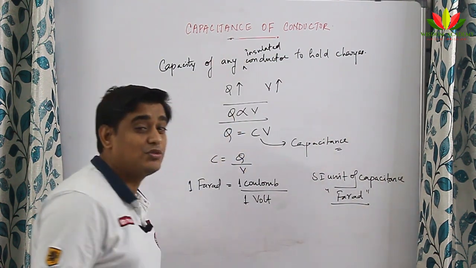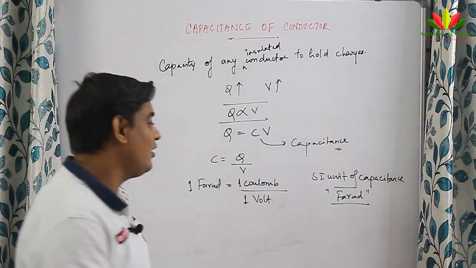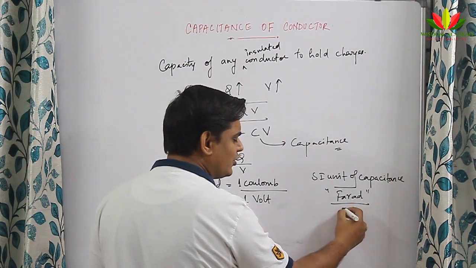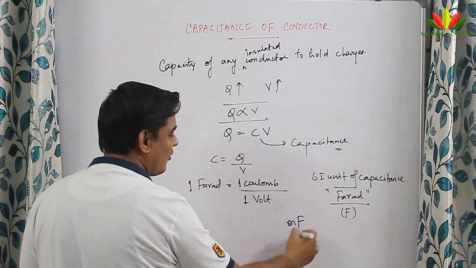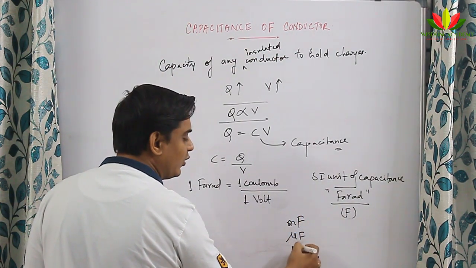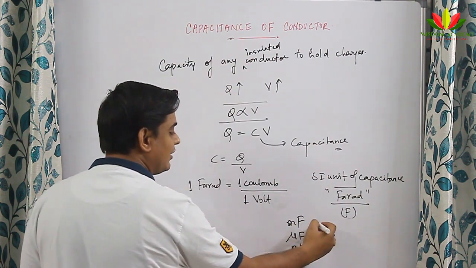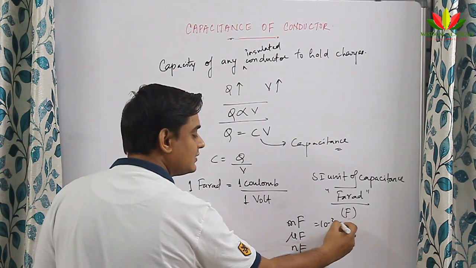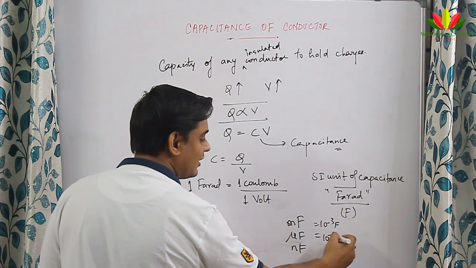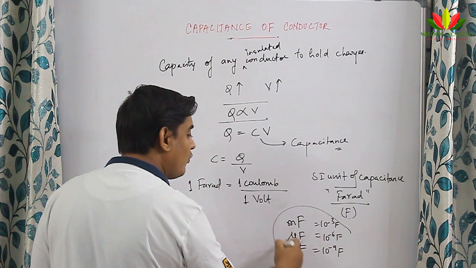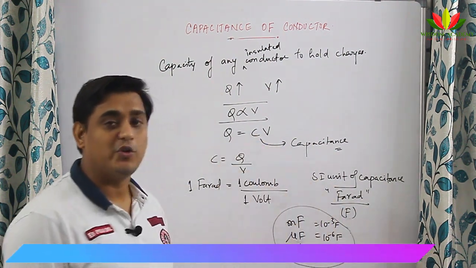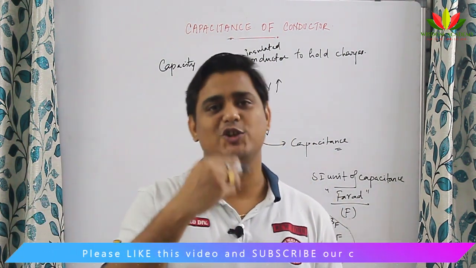But hardly do we use farad anywhere. We always use very small units of farad called millifarad, microfarad, even nanofarad. Millifarad is 10 to the power minus 3 farad, micro is 10 to the power minus 6 farad, and nano is 10 to the power minus 9 farad. Why we go for these small units of farad, you will understand in this video itself.